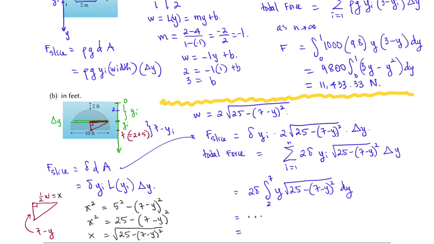Evaluate this definite integral to obtain approximately 11,972.25. The unit is pounds. In this computation, we use the weight density of water, 62.5 pounds per cubic foot. But if we were asked to use 62.4 pounds per cubic foot, the answer might be slightly different.